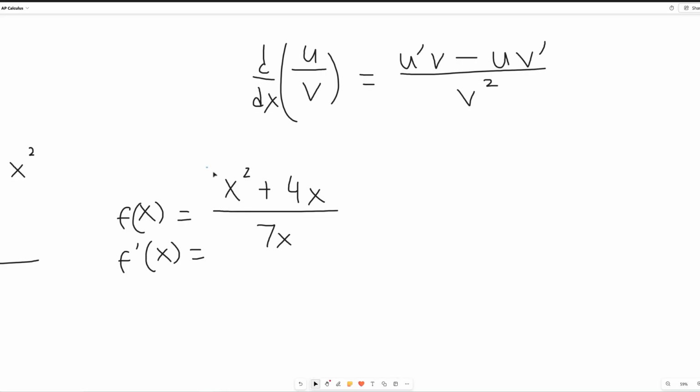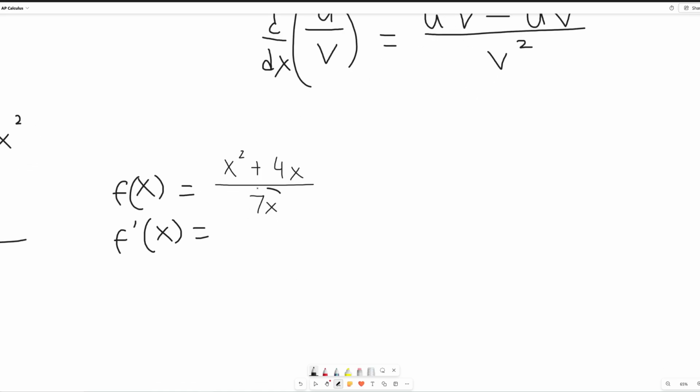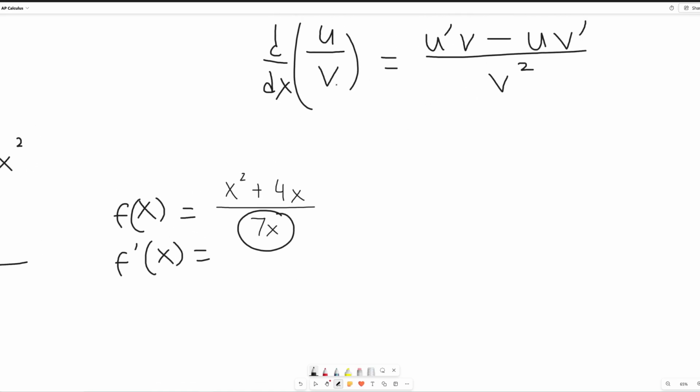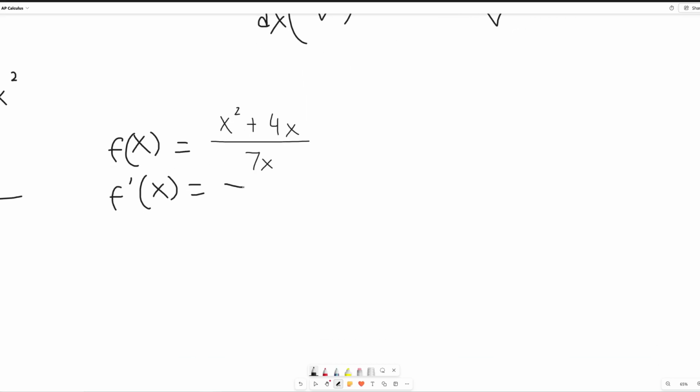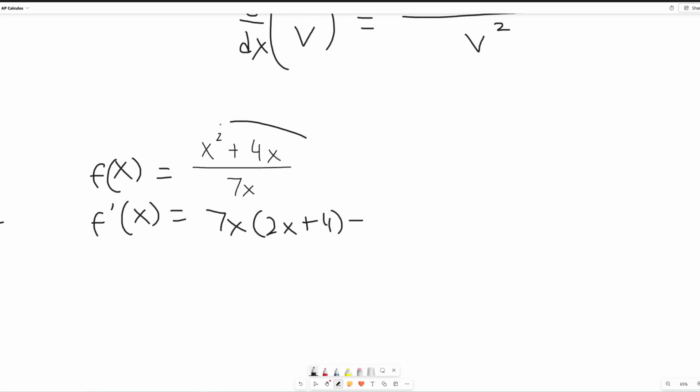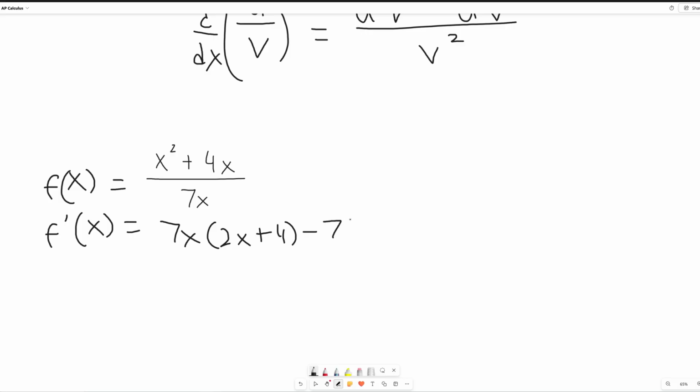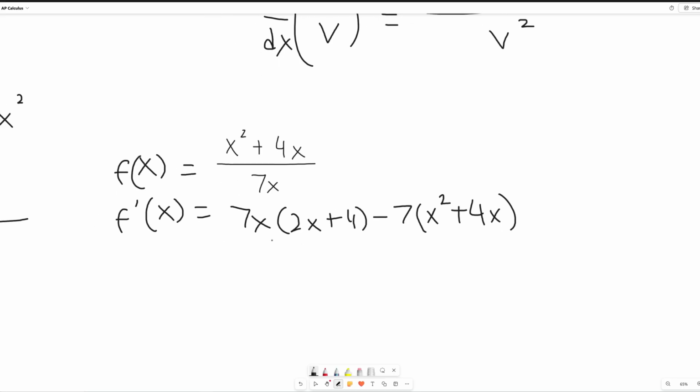So here, we're going to do that for this function. Now we have 7x times the derivative of the top. So we have 7x, and then the derivative of x squared plus 4x with the power rule is going to be 2x plus 4 minus the top times the derivative of the bottom. Derivative of 7x is 7, and then the top is x squared plus 4x over 7x squared. So 7x squared.